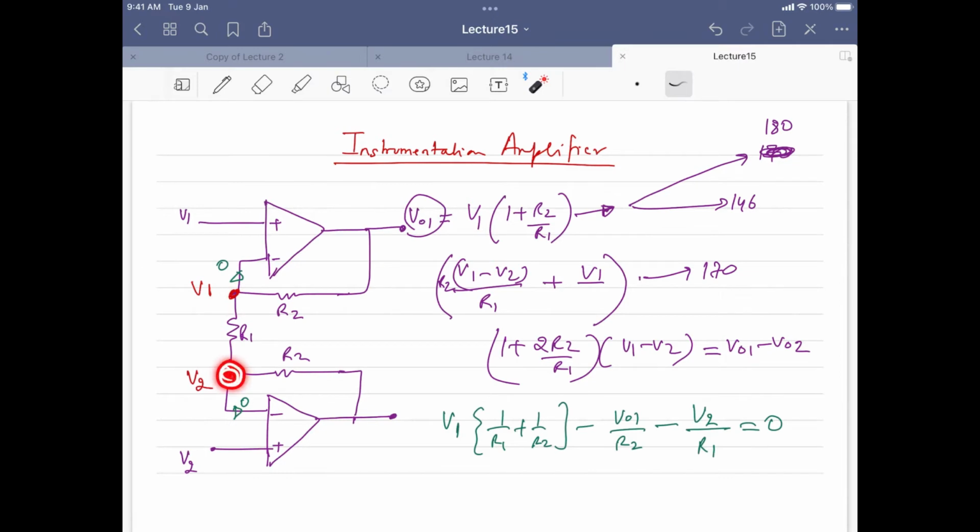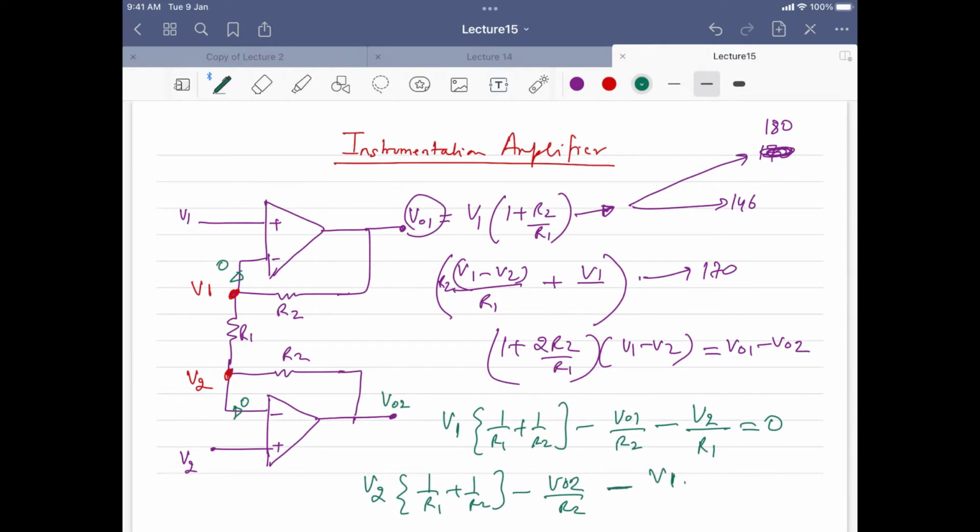For this particular point, you will write it as V2 (1 over R1 plus 1 over R2) minus, let us say, VO2. So here we have minus VO2 over R2 and then minus V1 over R1 equal to 0. So this is the second equation that you will write at this node. And then you also know that V1, V2 is already taken care of. So now you can easily write the difference of the voltages in between the two, or you can separately write VO1 as a function of V1 and V2 and VO2 as a function of V1 and V2 from this. So once you evaluate it, you will get these answers.